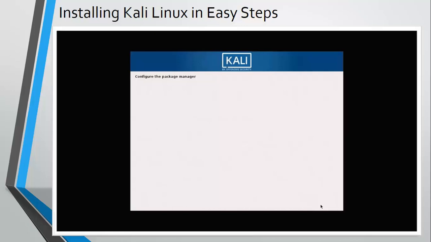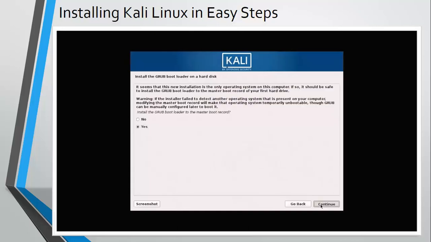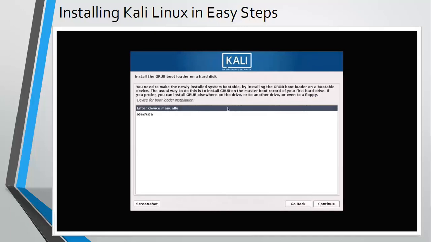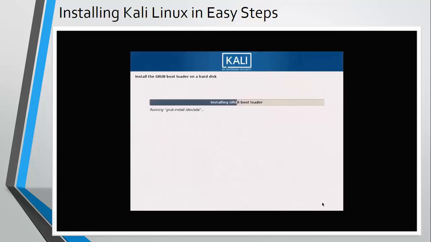To keep it easy, I have not really done any customization in the installation steps, and we don't even need it for our lab scenarios. It's installing the bootloader now, and once this is done, the machine is going to reboot. Let's give it a minute. Click on yes, continue. Select dev sda and click on continue. And we are done with the installation. Now the machine is going to restart.